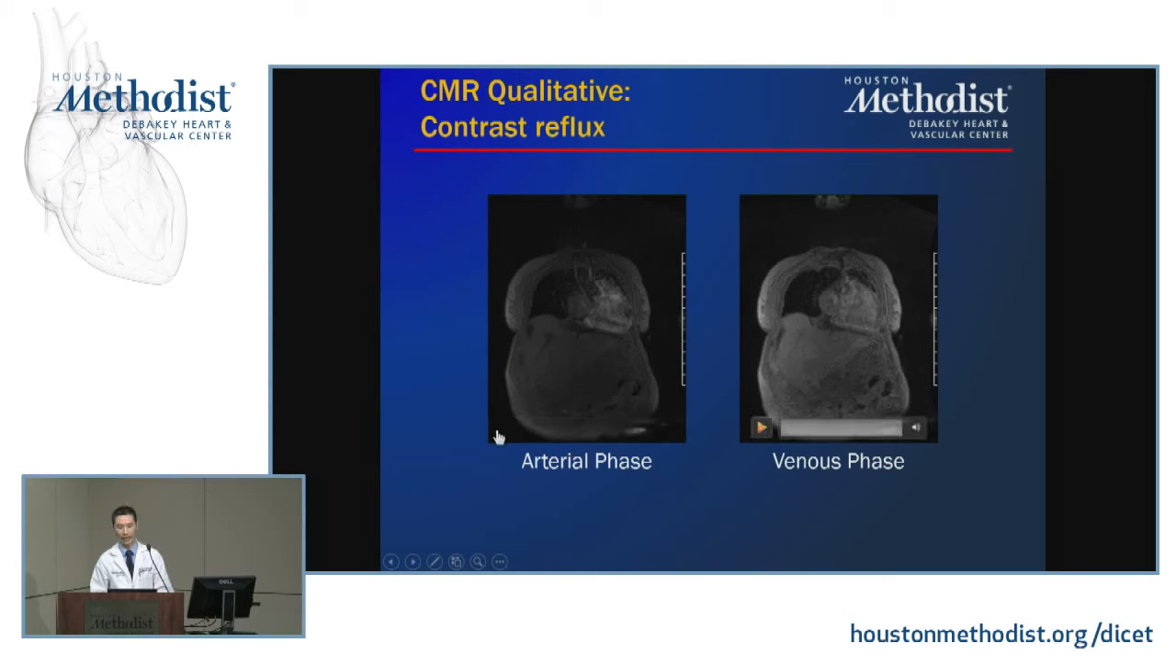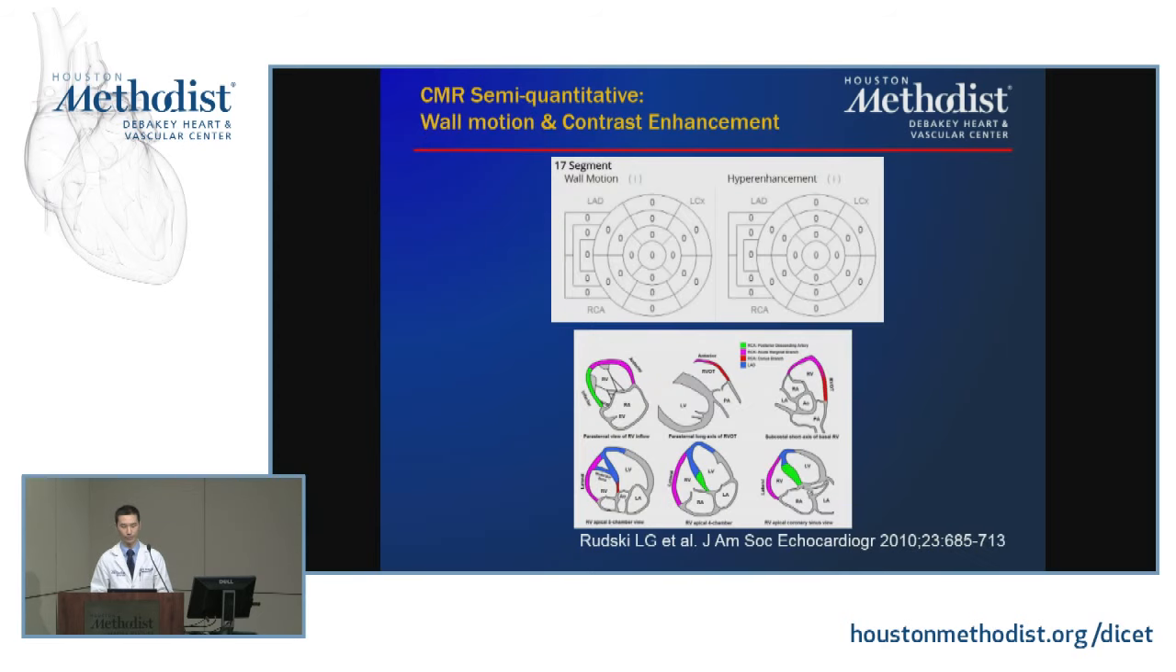But basically, what we can comment on is whether or not there's contrast reflux in the hepatic veins. And this is the equivalent of systolic hepatic venous reversal seen on echo. So when we see that, that's either a sign that there's significant tricuspid valve regurgitation or increased RA pressure, suggesting that there's something wrong with the RV filling pressures as well.